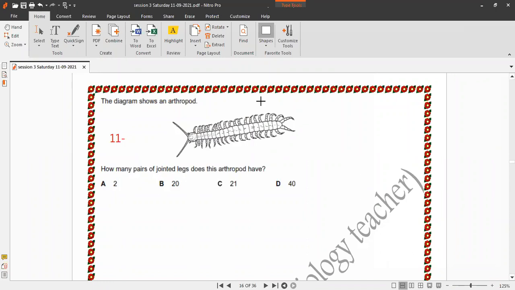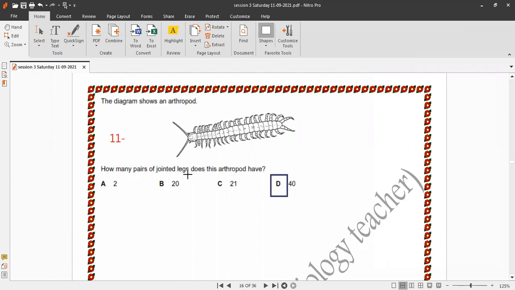Count them, then. 1, 2, 3. It's surely not 2, not 20, not 21, so surely how many? Without counting, I mean. 40? Okay. Surely it's something easy and simple. If I count the legs, 1, 2, be careful, I'm making a big mistake here. 1, 2, 3, 4, 5, 6, 7, 8, 9, 10, 11, 12, 13, 14, 15, 16, 17, 18, 19, 20, 21. Okay, so sorry. 1, 2, 3, 4, 5, 6, 7, 8, 9, 10, 11, 12, 13, 14, 15, 16, 17, 18, 19, 20. 20 or 21 pairs.